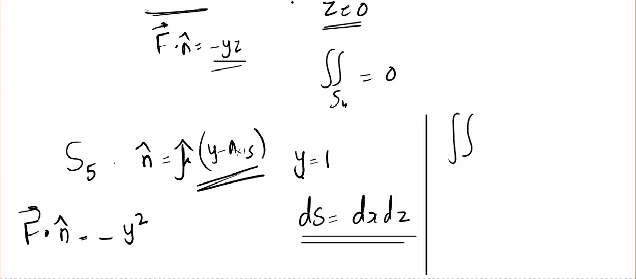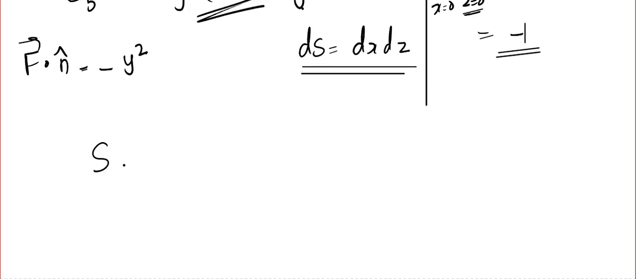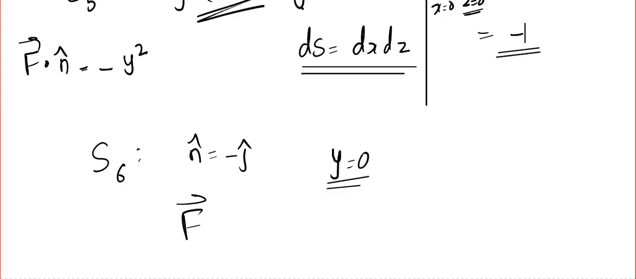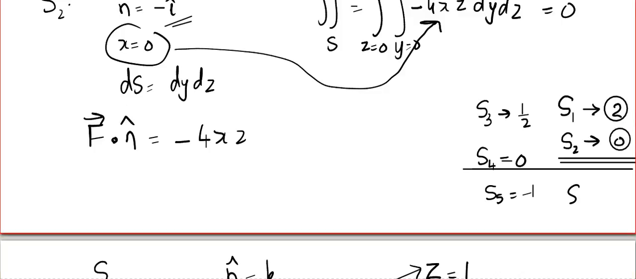So we are ready for the fifth integration. Minus y square, z is changing from 0 to 1, x is changing from 0 to 1, dx dz. I put z first, so we should put z first and then this second. Integrating, you will get minus 1. And of course, the last integral S6 will be equal to 0 because n cap is minus j, and the y value will be fixed at 0, so f dot n cap will be y square, which is 0, and if this is 0, the integral value is 0. So S5 is minus 1 and S6 is 0.